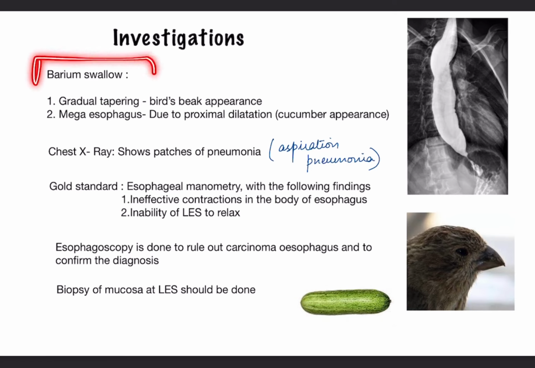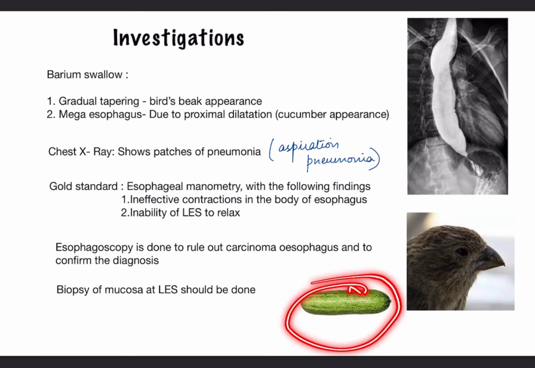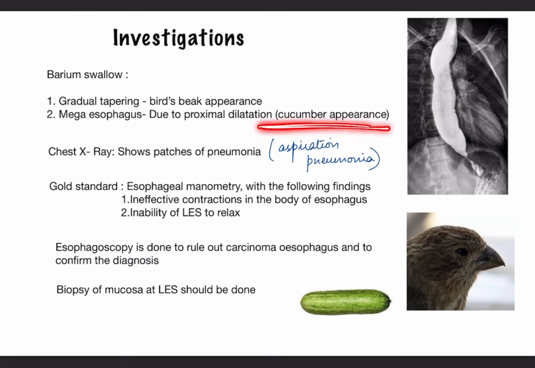So what are the investigations we do? First of all, we do the barium swallow, in which we see gradual tapering of the esophagus, which is compared with a bird's beak. We can see here the appearance is just like a bird's beak. You can compare it here with the picture. And also in the proximal region, there is dilatation of the esophagus, which can be compared with a cucumber. That's why it has a cucumber appearance, also known as megaesophagus.